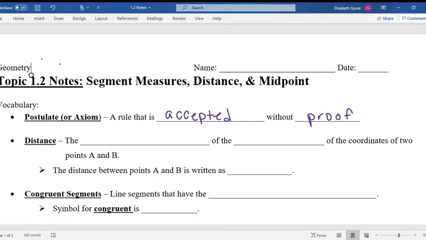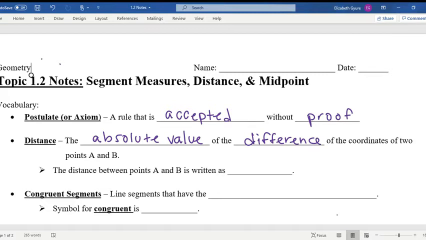Our next vocab word is distance. And this shouldn't be a concept that's unfamiliar to you, just like distance from school to your house, except in geometry, we're going to be talking about distance between points, especially on a coordinate plane. So our fancy definition for distance is the absolute value of the difference of the coordinates of 2 points A and B.